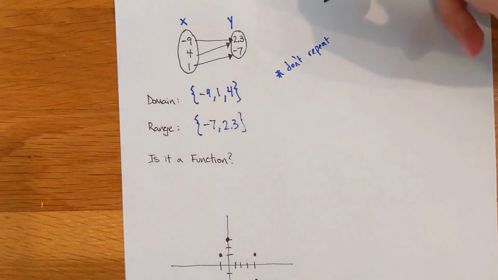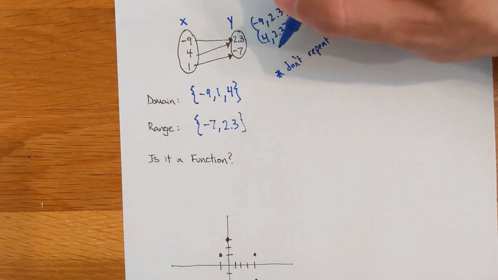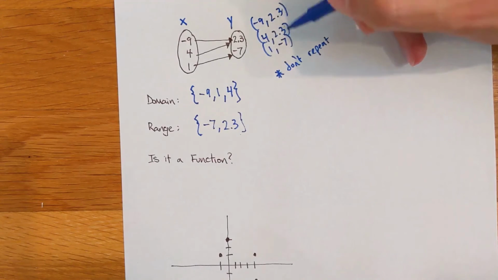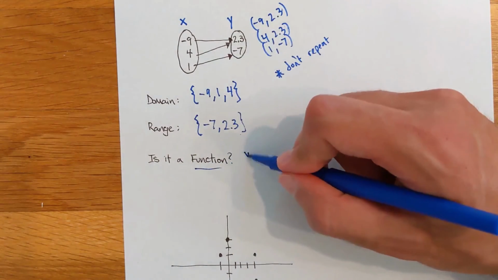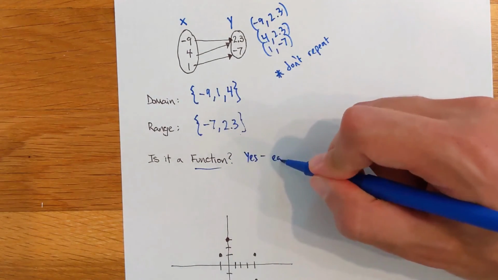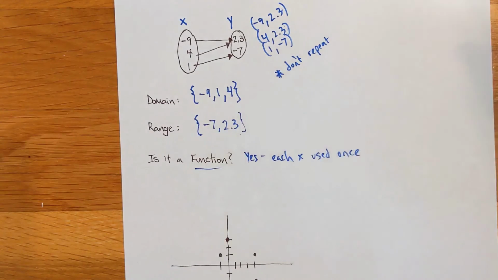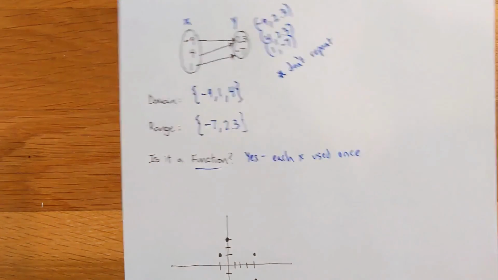Is it a function? If I think about this like points, it'd be -9, 2.3. It'd be 4, 2.3, and it'd be 1, -7. All of your inputs only have one output. A y repeats, but I don't care about that. The rule for function is that x can't repeat. Yes, each x is used only once. If it wouldn't be a function, there'd be a second arrow coming off of one of these x's over here.